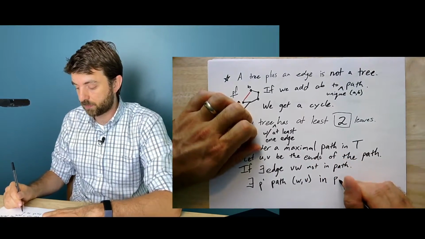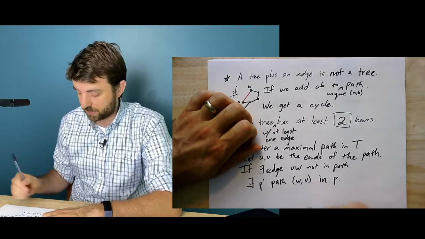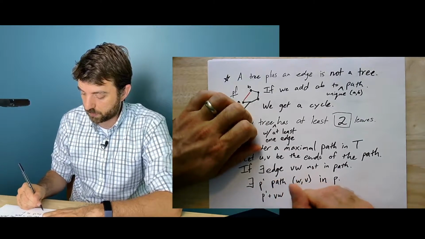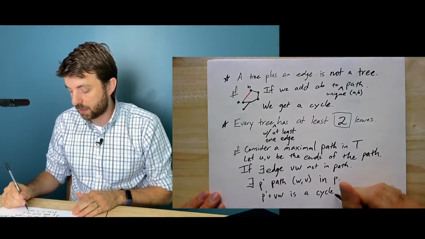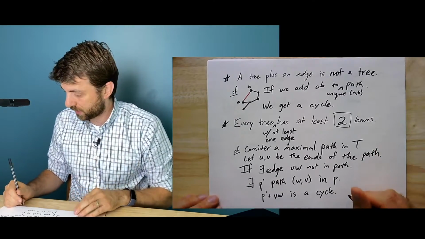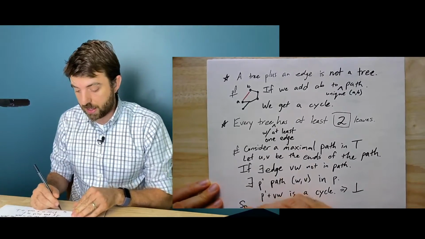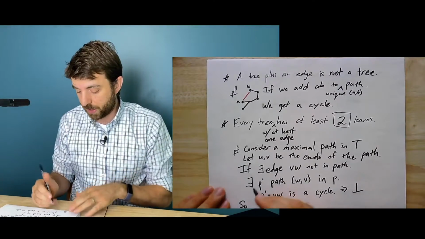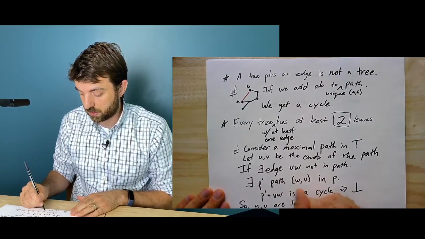inside the path P. And so that means that if I just took that subpath plus this edge, I would have a cycle. So P prime plus VW is a cycle. So that gives me a cycle sitting inside my graph, which was supposed to be a tree, so it shouldn't have any cycles, therefore I have a contradiction. So no other edges are coming out of U and V that aren't already in the path. So U and V are leaves.